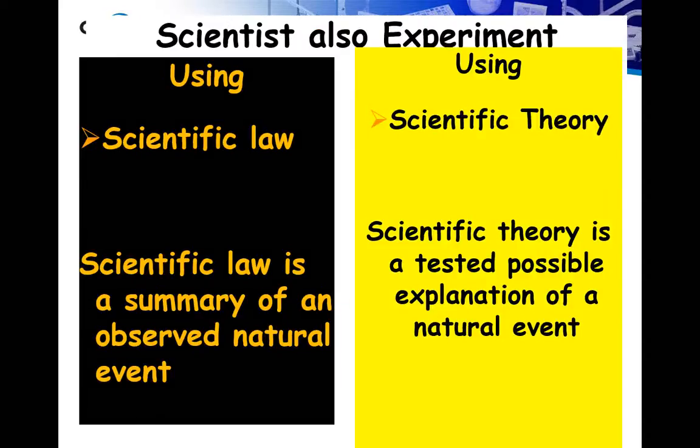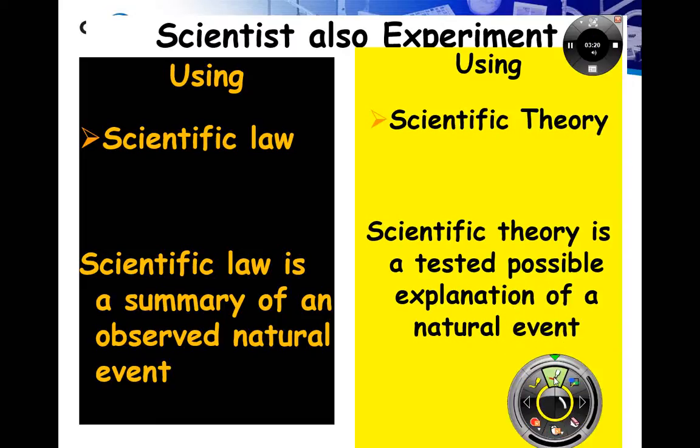Scientific law versus scientific theory. You should be writing this down. Scientific law is a summary of an observed natural event, whereas a theory is a tested possible explanation of a natural event. So one is a summary, it just tells you what happens, but the other actually tells you the why and the how. That being said, this is why and how. This is simply a summary. The law is. These are the nuts and bolts.